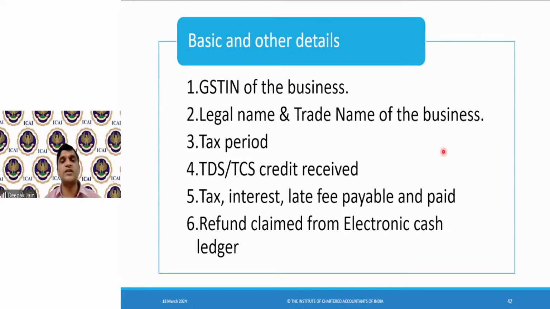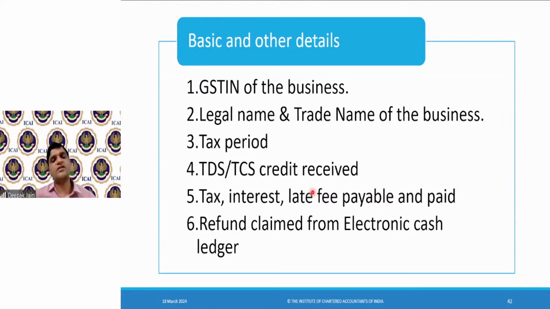Now, what are the basic details he will file in his GSTR 4, which is the return? Of course, his GSTIN, the legal name and trade name, the tax period, and the TDS or TCS credit he has received. Can he claim this? Yes. When will TDS apply? When he makes supplies to any government entities. A composition dealer can also make supply to government entities, no restrictions. So if he supplies to government entities, they will deduct TDS on that. He can claim that, right? TCS also, if he is making any supply through e-commerce, then TCS will be deducted.